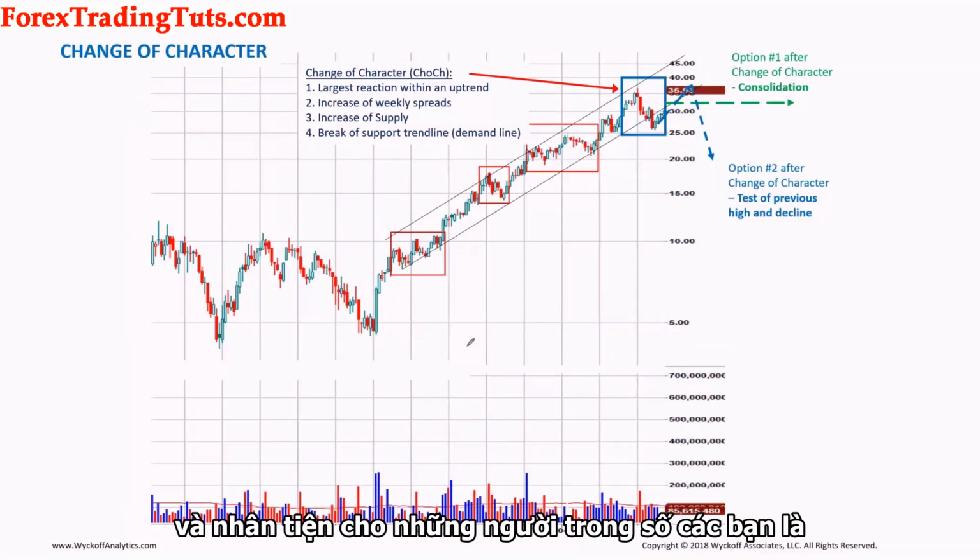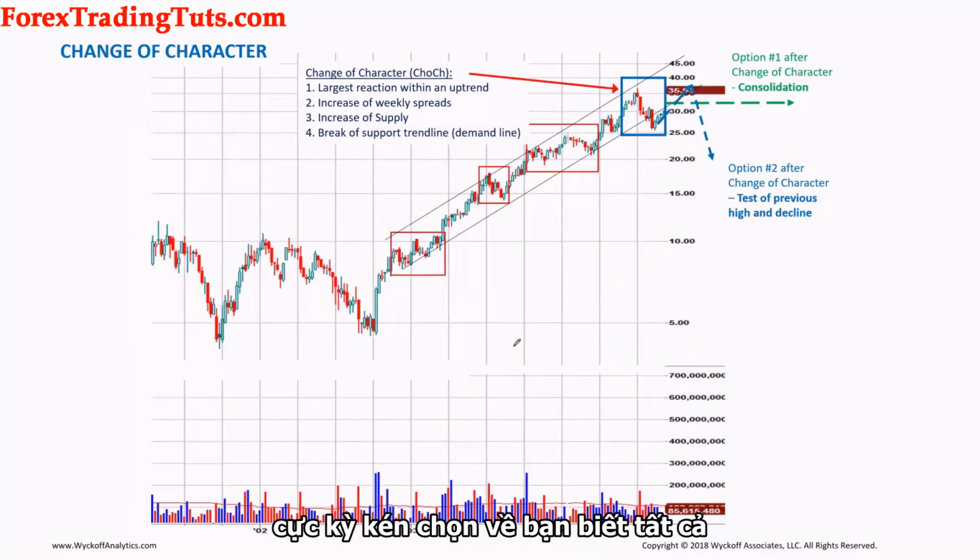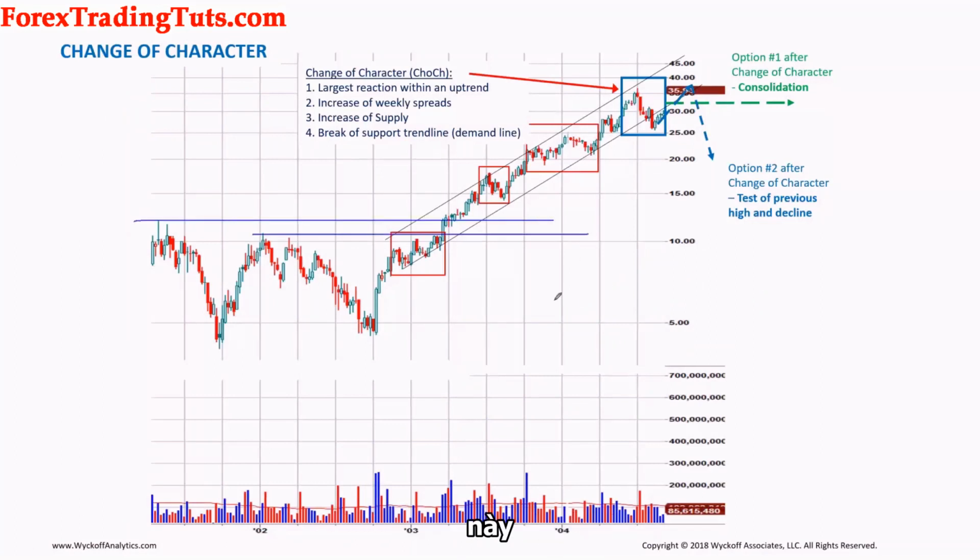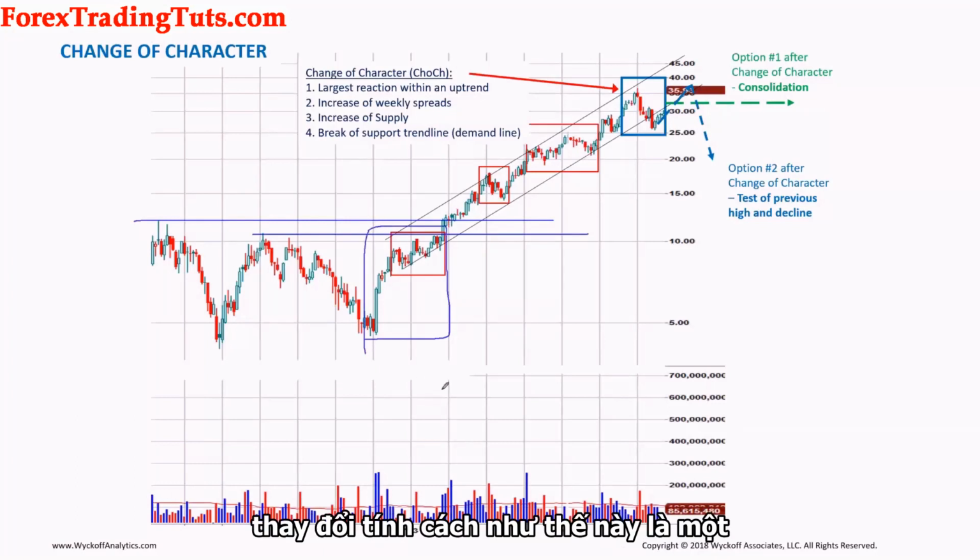And by the way, for those of you who are extremely picky about all of this stuff, and which I want you guys to be, because I am the same way, you might be saying, okay, well, where is this sign of strength? If you're talking about the change of character, like this is a change of character, but where is that sign of strength that should overcome the point of the resistance? Well, you're looking at this in a slightly different way.